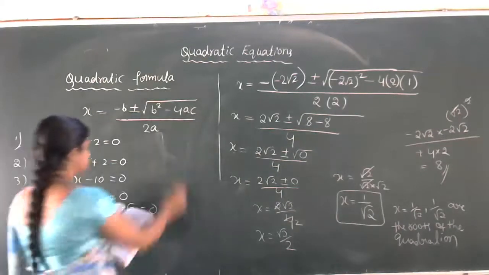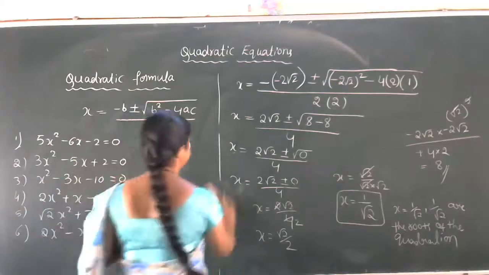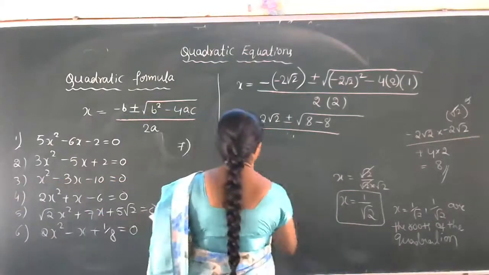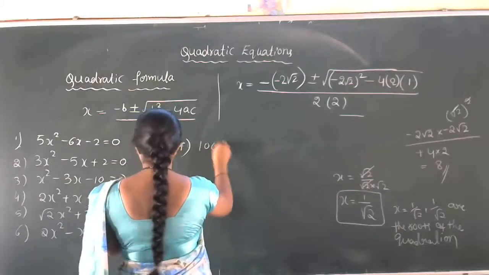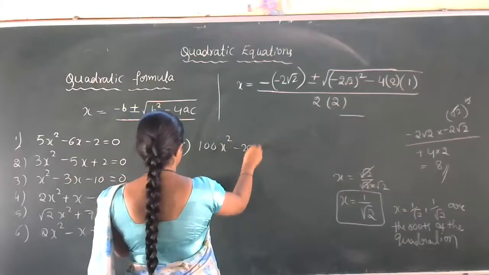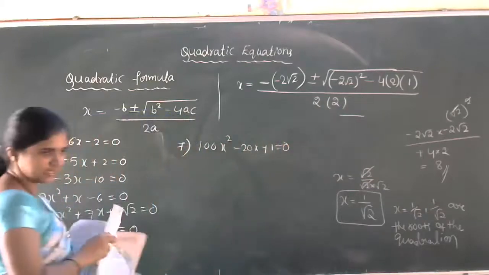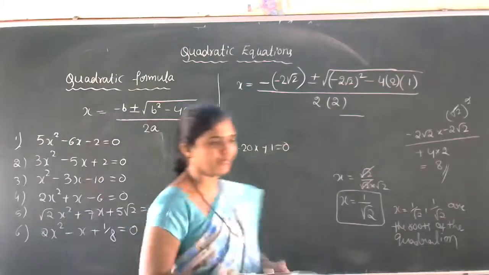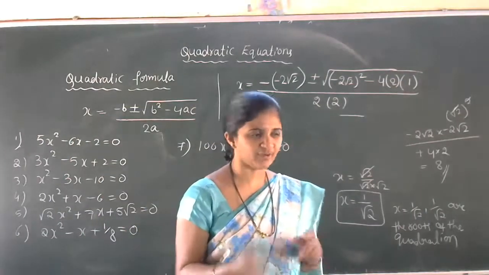Okay, so then the seventh one I'll write here. Seventh one, 100x square minus 20x plus 1 is equal to 0. Okay, total 7 problems are today's homework. You just work out these problems directly in the fair or rough notebook also.